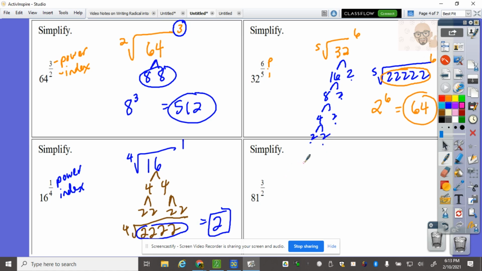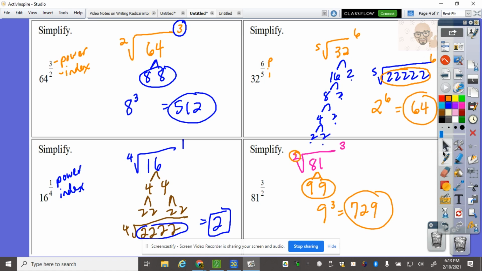81 to the 3 halves is that, so that is going to be the square root of 81 to the third power there. And again, we're going to break down the 81 to 9 and 9. And since the index is 2, you go by pair, 9. 9 to the third power, you're going to multiply 9 times 9 times 9, and that's going to be 729. Very simple, right?